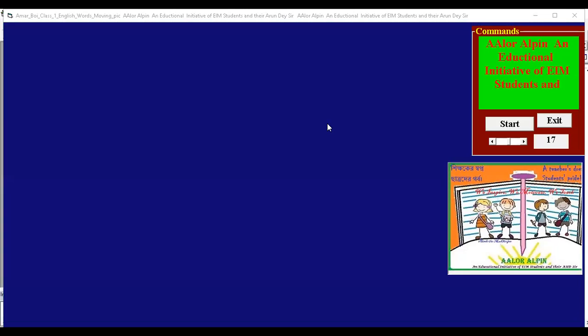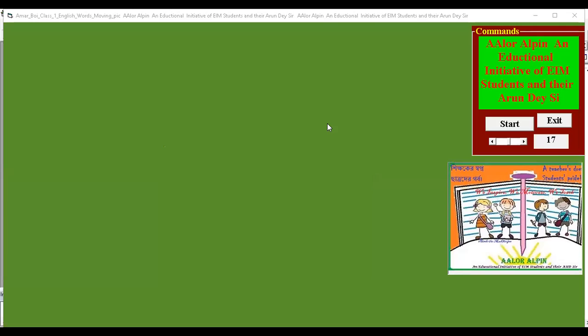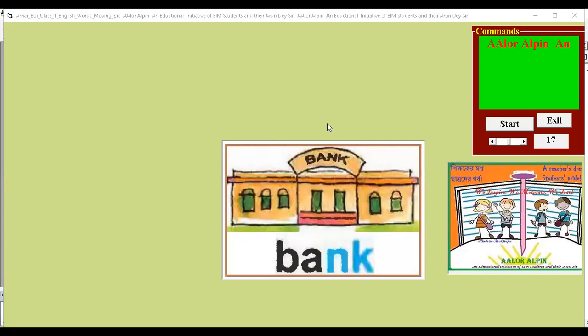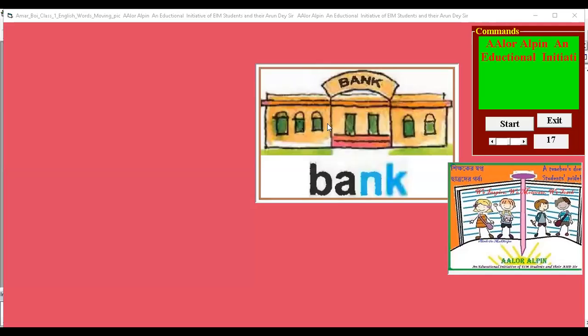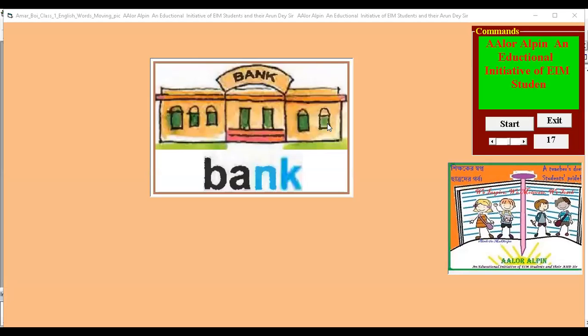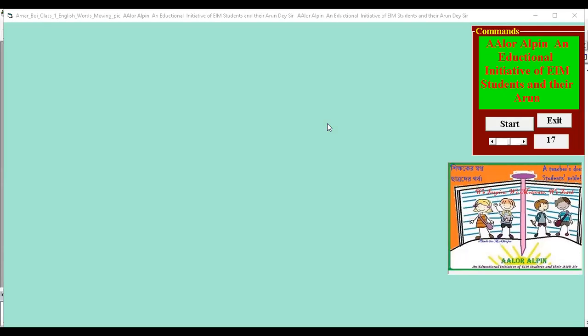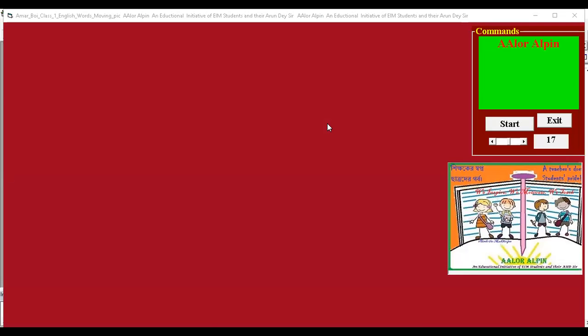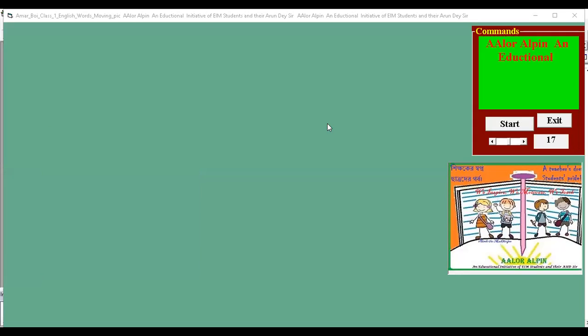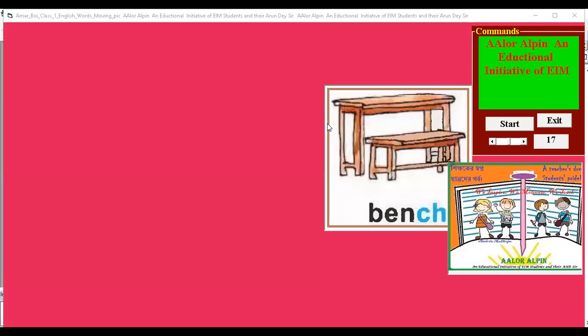My brother works in a bank. Works in the bank. Work, W-O-R-K-S, works. আমার ভাই ব্যাংকে কাজ করে। My brother works in a bank. Works.